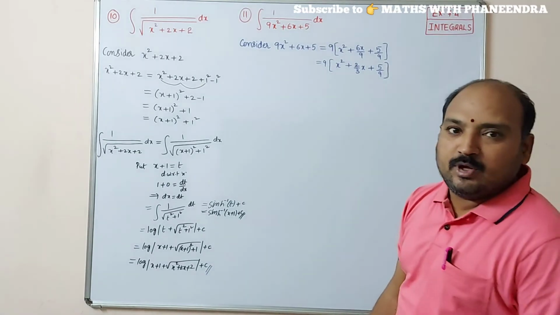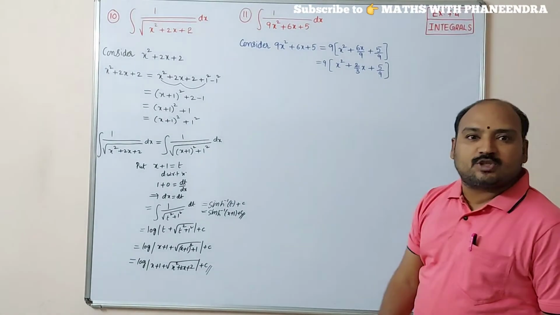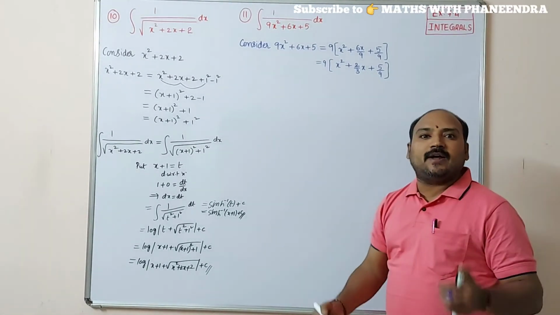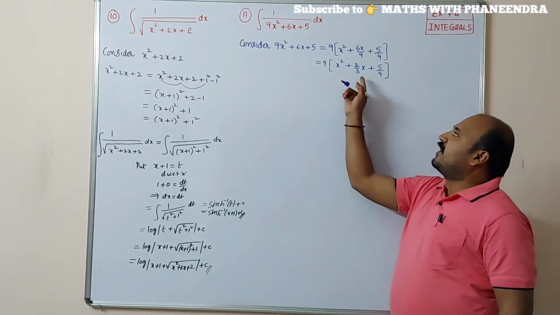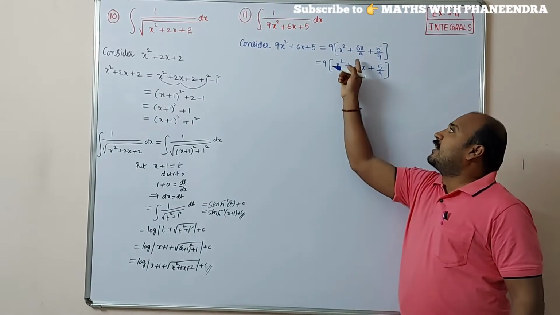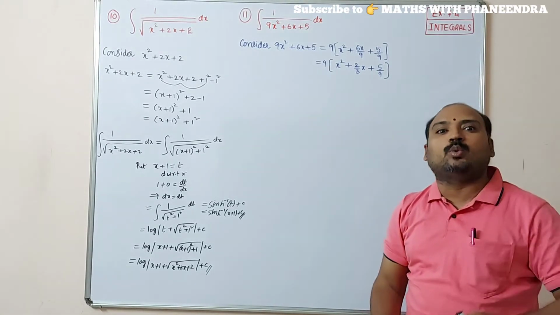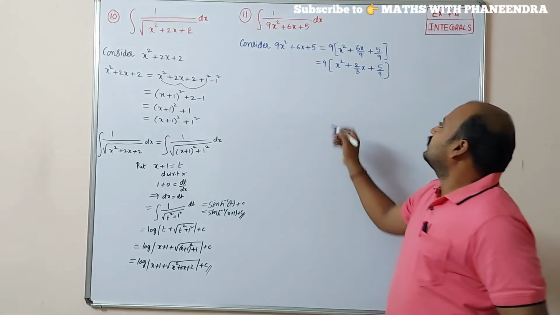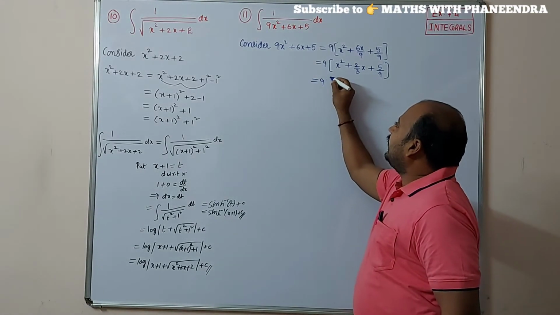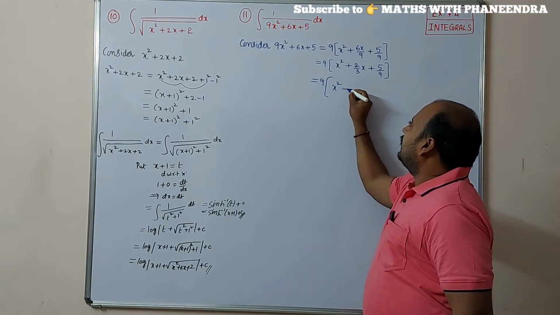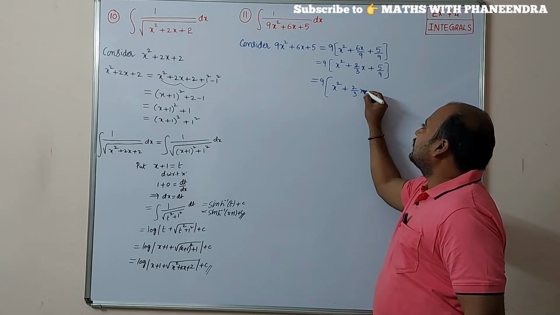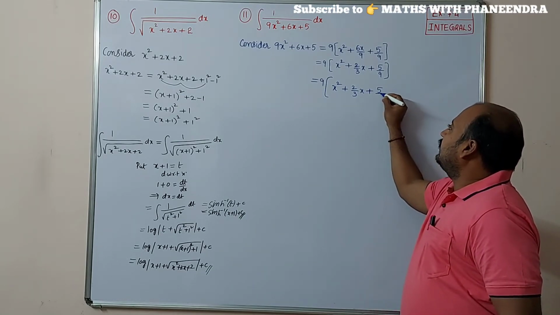After that, by using the completing the square method, to make the perfect square, we have to add and subtract half of the x coefficient square. So the x coefficient here is 2 by 3. Half of that is what? 2 by 3 by 2, that means 1 by 3. So we are adding and subtracting, x square plus 2 by 3x plus 5 by 9.